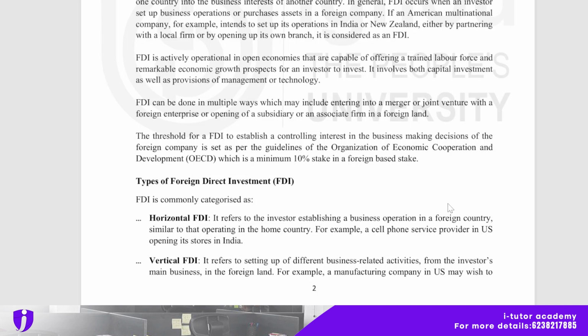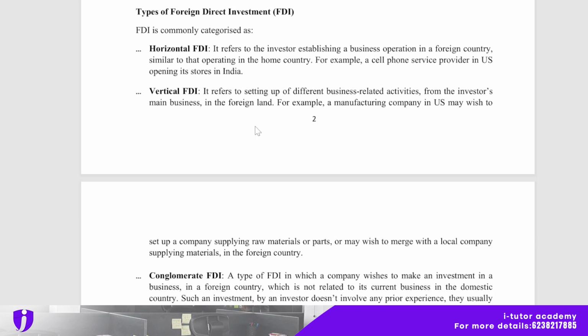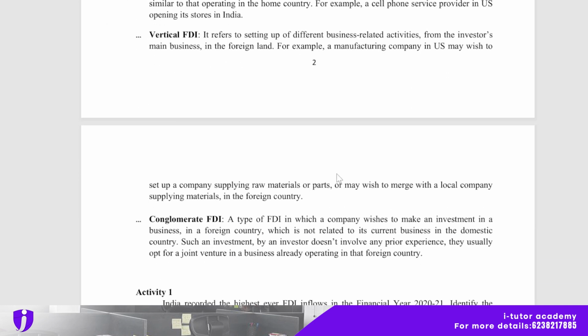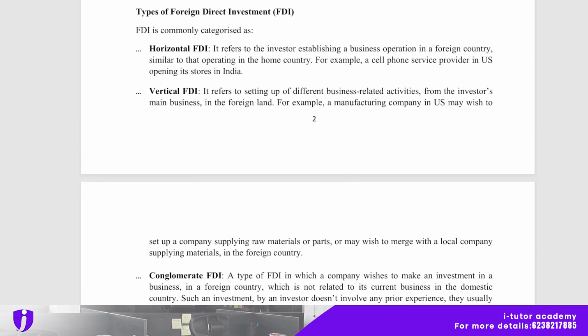FDI is actively operational in open economies that are capable of offering a trained labor force and remarkable economic growth prospects for an investor to invest. The types of FDI are horizontal FDI, vertical FDI, and conglomerate FDI. Horizontal FDI refers to the investor establishing a business operation in a foreign country similar to that operating in the home country. And vertical refers to setting up different business activities related to the investor's main business in the foreign land.